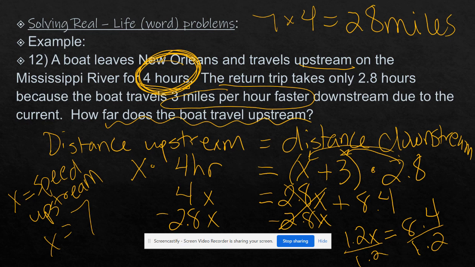Please give number 13 a try. At least get it set up if you can, and we'll discuss that more next class.